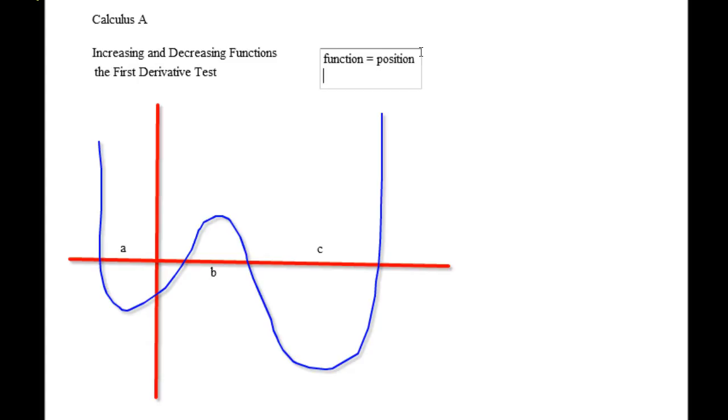Then the first derivative is equal to velocity, which is going to tell us whether we're increasing or decreasing. And then the second derivative is going to tell us about our acceleration. Acceleration. There we go. Okay, so just taking a look at this.